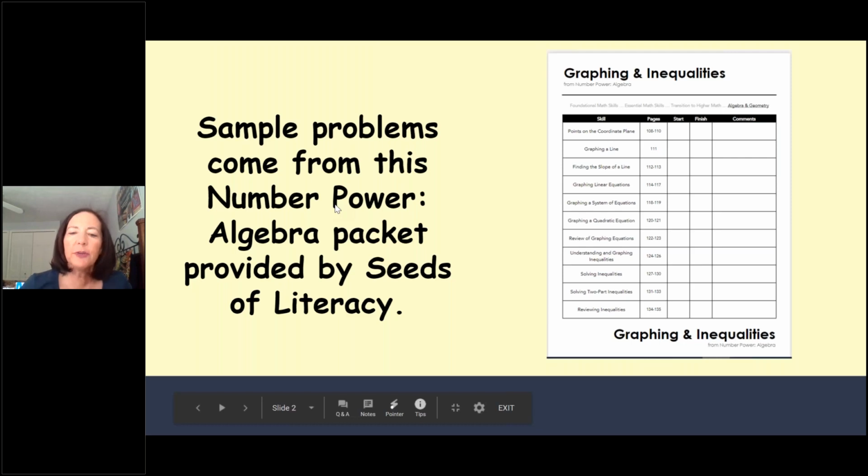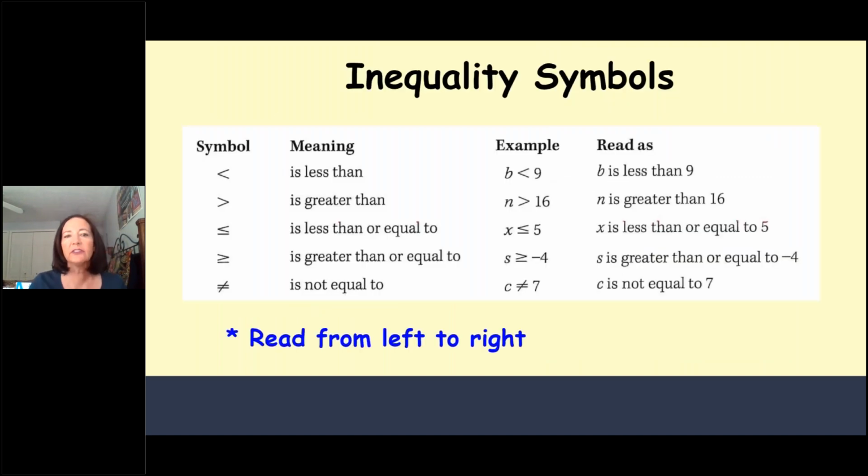There were 4 different packets from the Seeds program that had similar problems to what we'll be looking at. The packet that had the most looks like this. It's called Graphing Inequalities, and it's from the Number Power Algebra book. So if you happen to have that packet, this would be a good video to help you review. So first of all, let's talk about the inequality symbol.